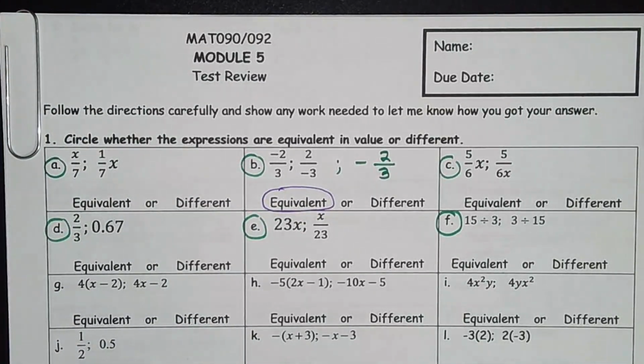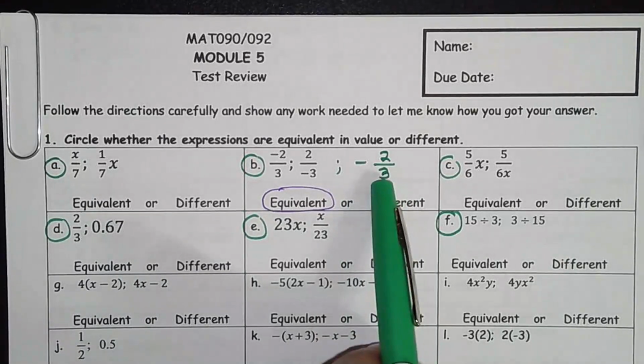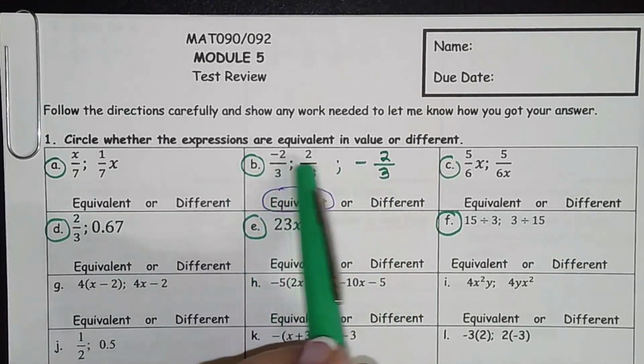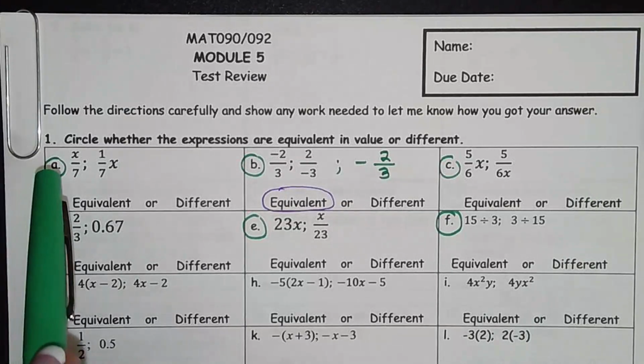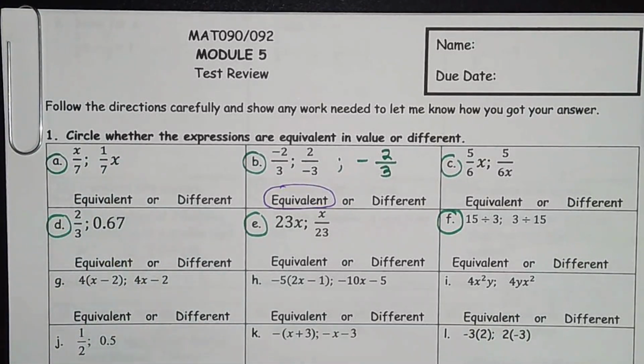So these I'm going to have you go through on your own. We've already talked about this one, how all 3 of these are the same, so that would be equivalent. This is kind of like just saying, is this equal to that? That's what you should think in your head. Are they equal? If they're not equal, circle different. If they are equal, obviously circle equivalent.